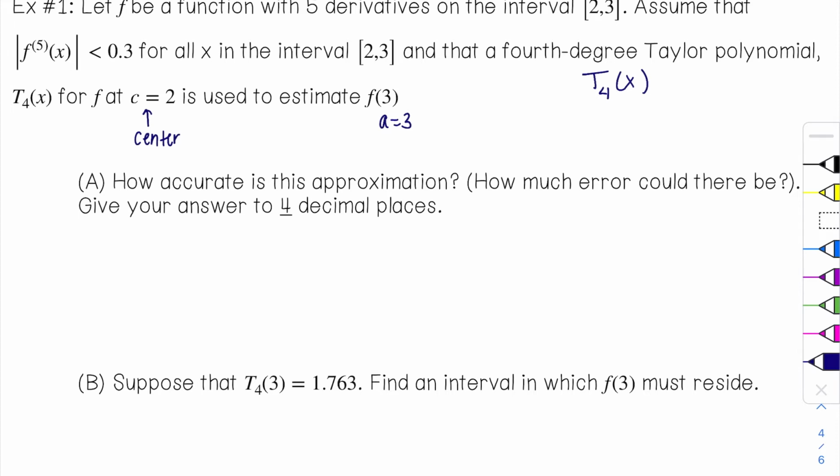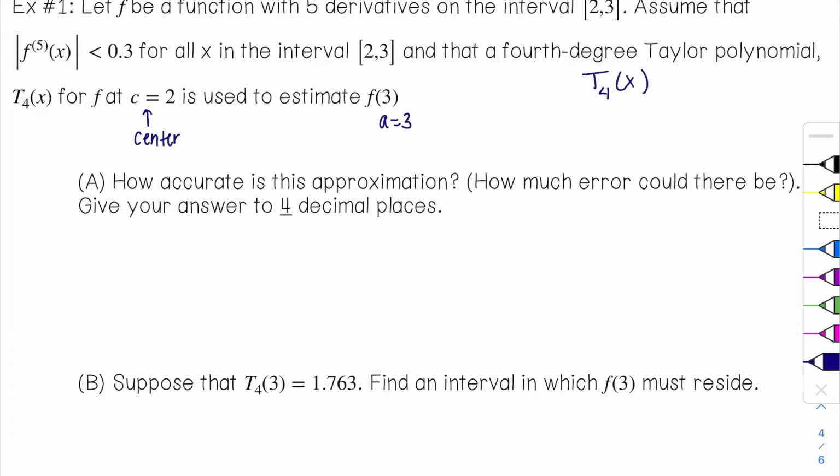So how accurate is this approximation? Meaning, how much error could there possibly be in using a fourth degree Taylor polynomial to approximate this function value? We're going to give our answer to 4 decimals, which means I should probably figure out where my calculator is. Ah, there it is. Okay.